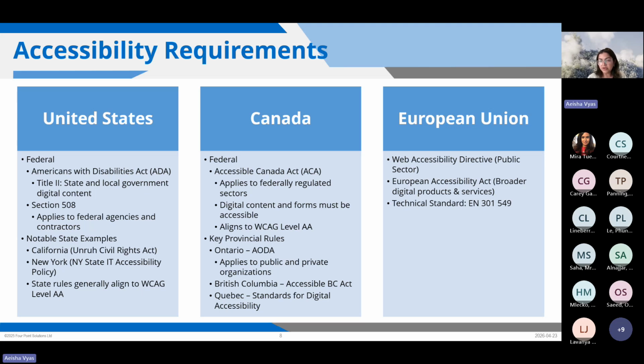At the provincial level in Ontario, the Accessibility for Ontarians with Disabilities Act, or AODA, is the most well-known example and requires WCAG level AA for digital content. Other provinces are also moving in the same direction. For example, British Columbia's Accessible BC Act and Quebec's standard for digital accessibility are aligned with WCAG expectations as well, with most aiming for at least WCAG 2.0 level AA compliance.